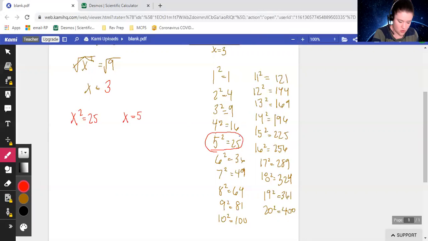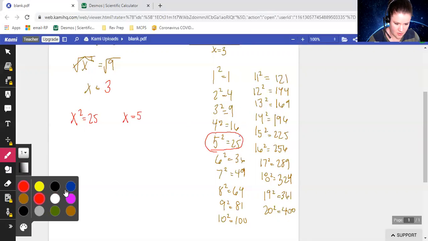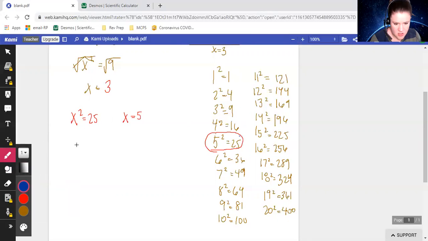But I'm sure the ones that are trickier are the ones that look something like this. And I'm going to color. So we have x minus 3 squared equals 36. Right? And just like up here, we're going to take the square root of both sides.